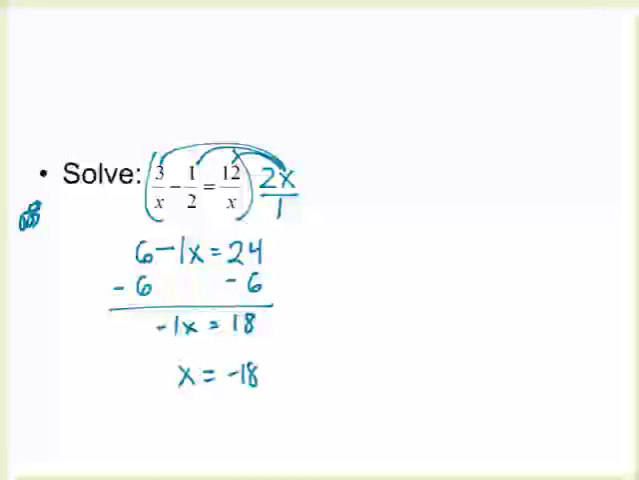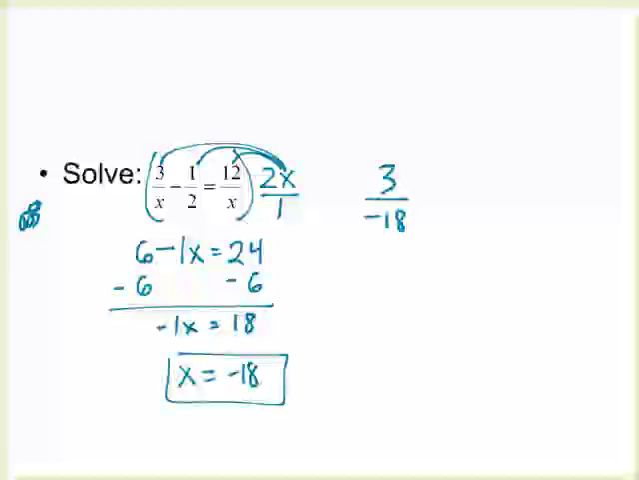And before we put a box around it saying it's our answer, we want to confirm that it does not make us divide by 0. But if I plug that back into the problem, it will not make me divide by 0. So that's a good answer. We could also double check that it actually works.